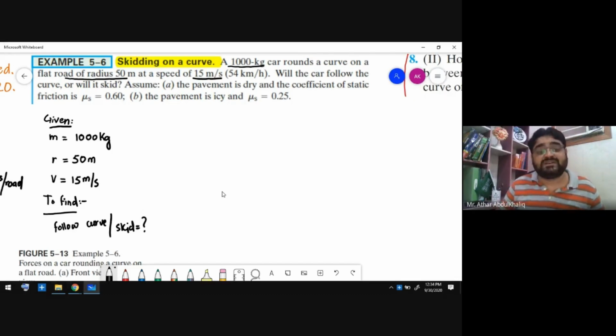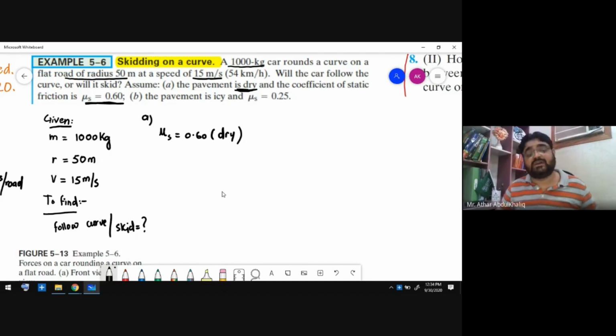But for the first situation, he says that when the car is moving on the dry road, this is very important, the car is moving on a dry road and its coefficient of static friction is 0.6. So for part A, you have been given the coefficient of static friction 0.60 and the road is dry. So when the road is dry, will the car skid or follow the curve for situation A?